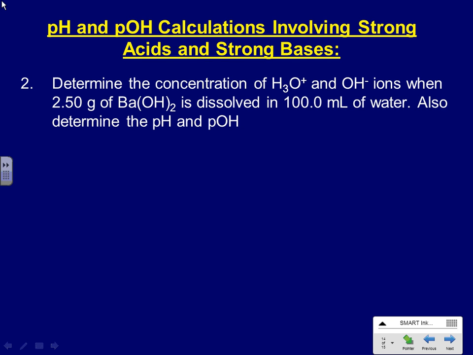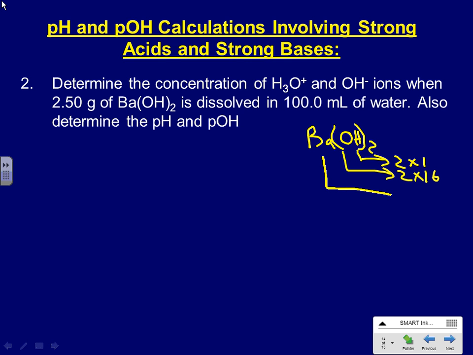What am I going to need to convert my grams to moles for barium hydroxide? Oh yeah, molar mass. We don't get opportunity to use that much these days. It's nice when we can hear you guys chant that. So I'm going to need barium hydroxide. 2 times 1, 2 times 16. I don't know what barium is. We haven't used our periodic table that much these days. Barium, 137.3.